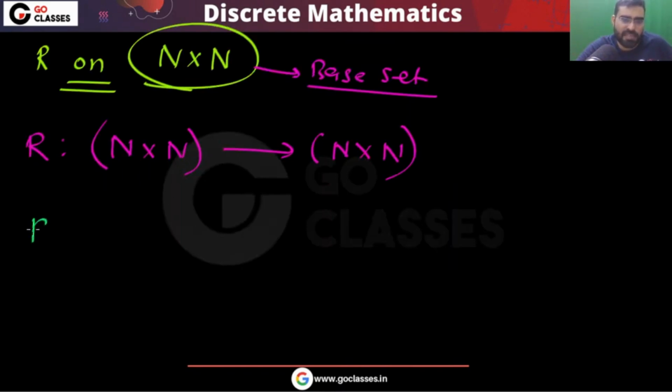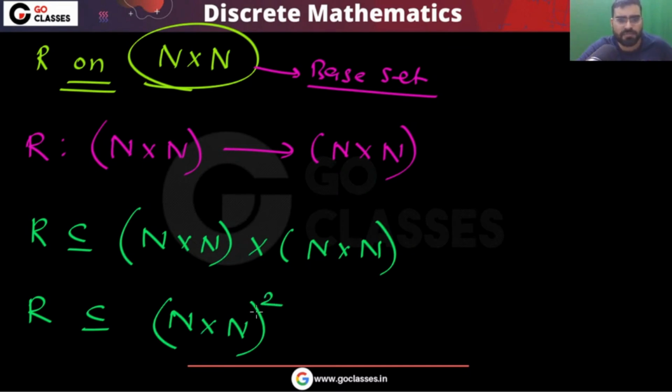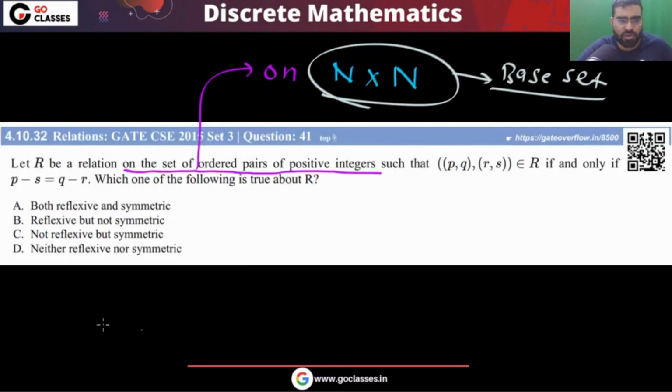It simply means that this R is a subset of what? This R is a subset of N cross N cross N cross N, or you can say that R is a subset of (N cross N) power 2. So elements of this N cross N are related to elements of N cross N. This is what the question is saying, because you are defining relation on set of ordered pairs of positive integers. So please focus on this line.